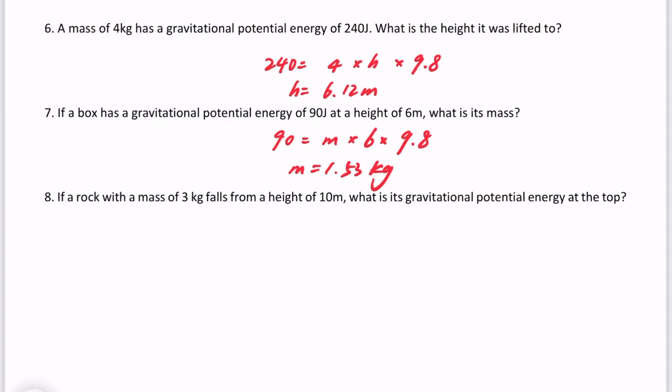If a rock with a mass of 3 kilograms falls from a height of 10 meters, what is the gravitational potential energy at the top? Well, if it's at the top, at that moment, it has a height of 10 meters, so we are going to use the same equation. Gravitational potential energy equals the mass times the height times the gravitational field strength, which would equal 294 joules. Okay, I think that's pretty much it for this part of the questions.